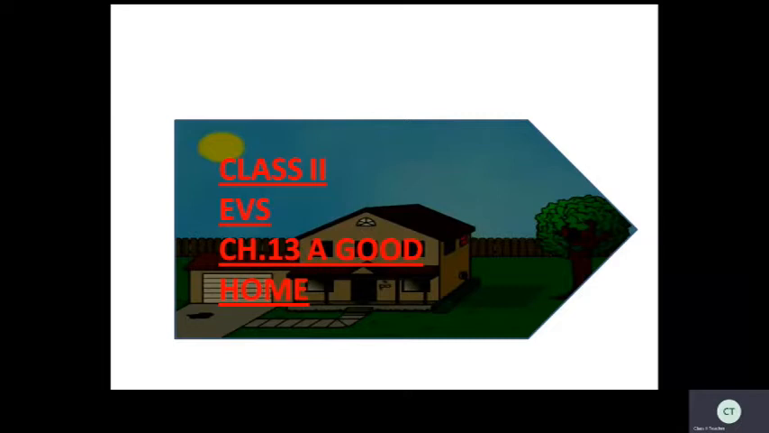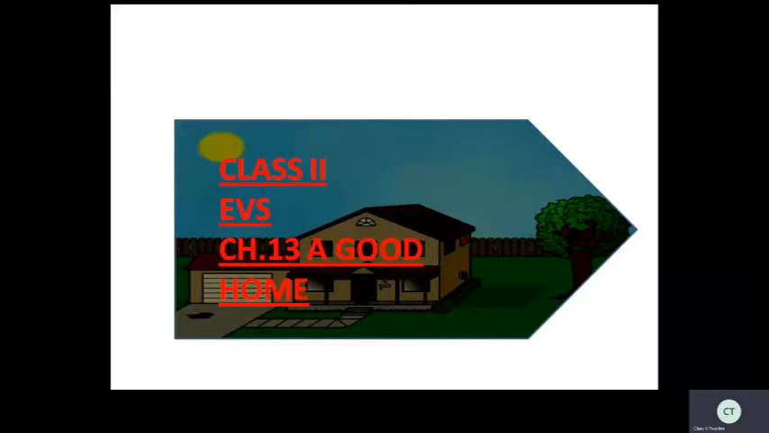And again, what we learned? Yes, we learned we should keep our homes neat and clean. That is also very important, children. We should keep our homes neat and clean. All these things we learned in the previous class. Children, are you keeping your house neat and clean? Yes, you should keep your house neat and clean. You should help your parents in keeping your house clean.